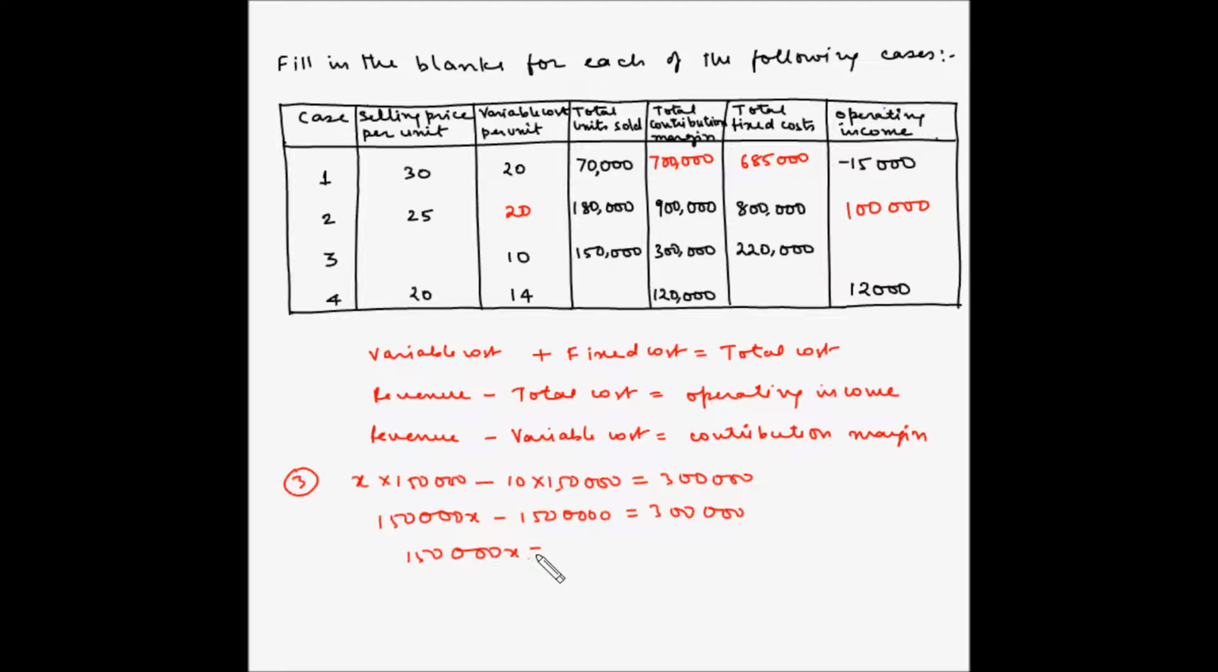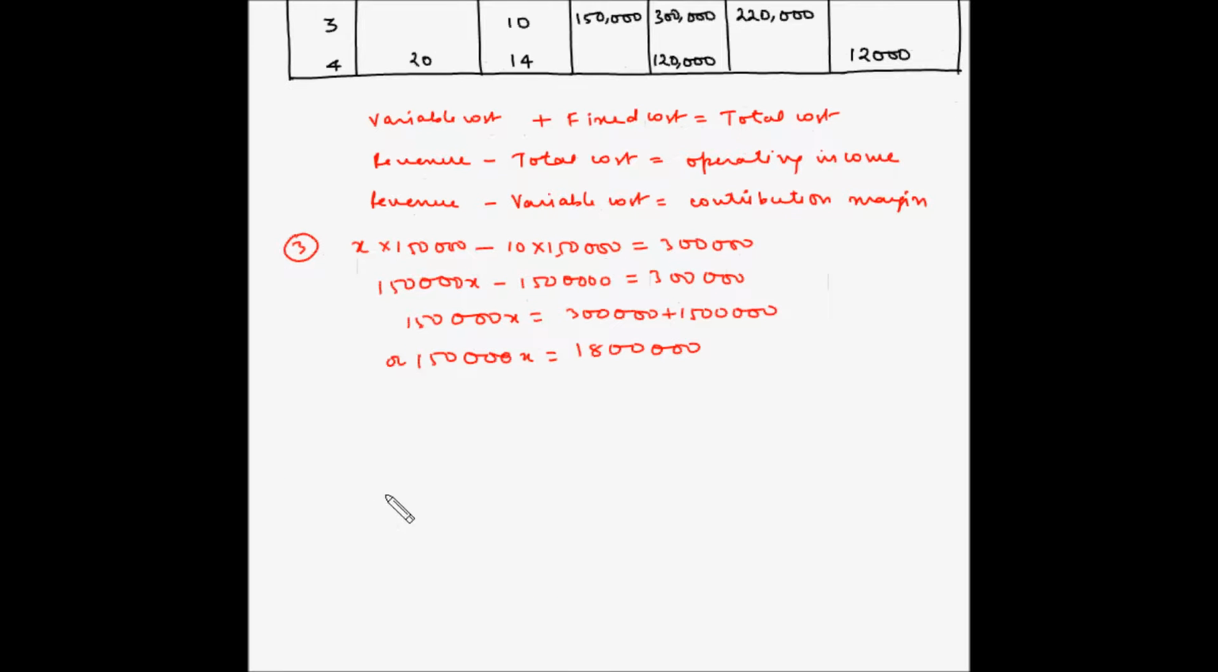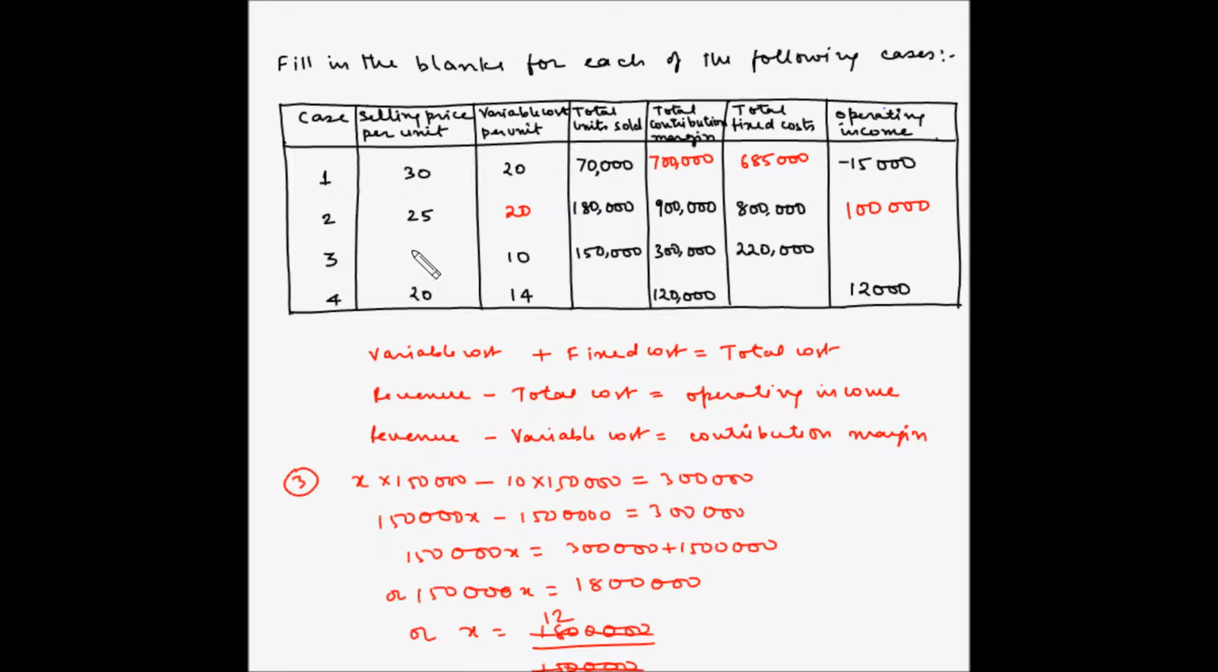So let's bring this number to the other side. 150,000 X is equal to 300,000 plus 150,000, or 150,000 X is equal to 180,000, or X is equal to 180,000 divided by 150,000. 4 zeros get cancelled. 180 divided by 15 is 12. So the selling price per unit is $12.